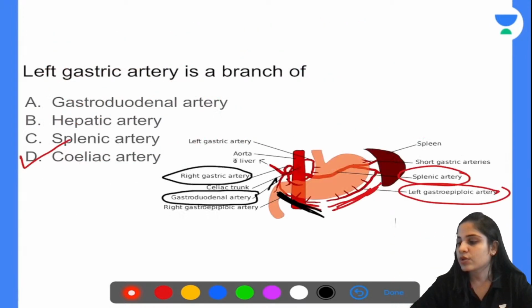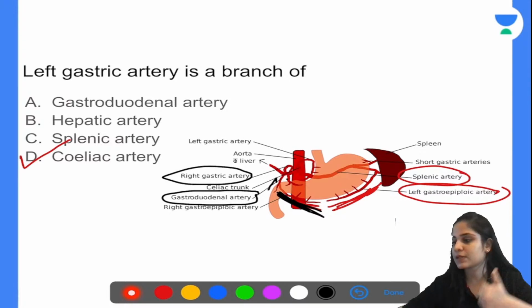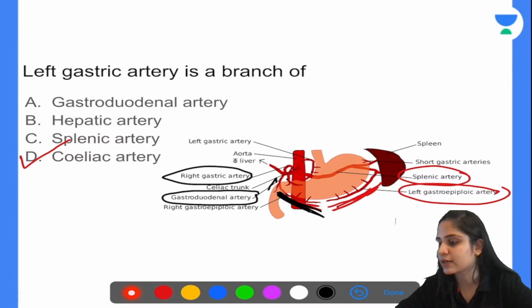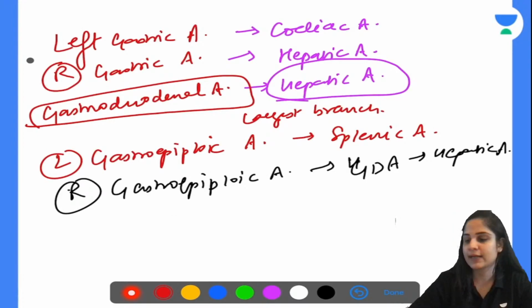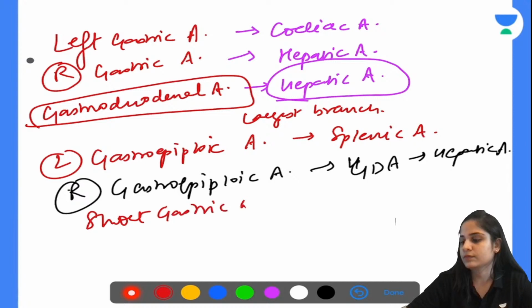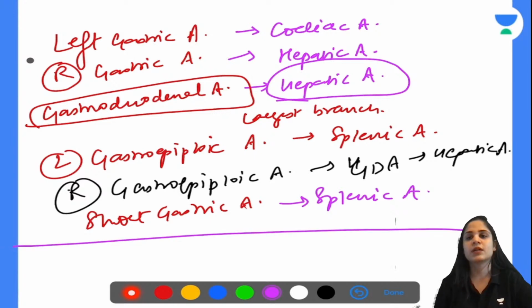Then you also have one important question that comes in the exam about the short gastric arteries. Your short gastric arteries are present on the left side. So as I told you, if they are arising from the left side, your short gastric arteries are also arising from your splenic artery. Okay, so this is all about the arterial supply of your stomach. Very, very important question. It has come, in fact, many times in the exam.